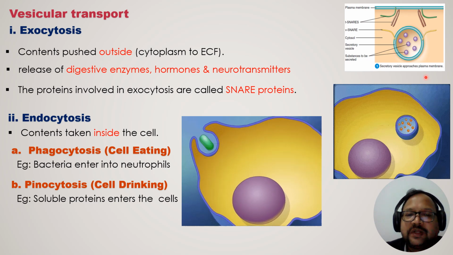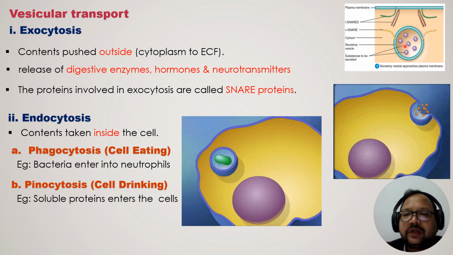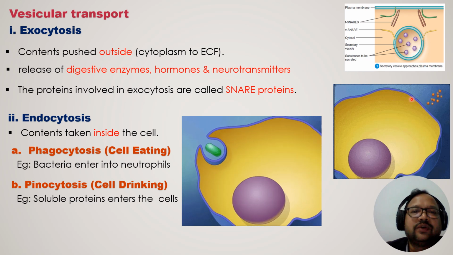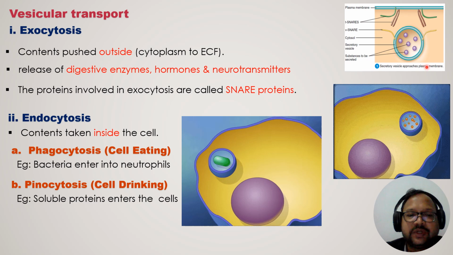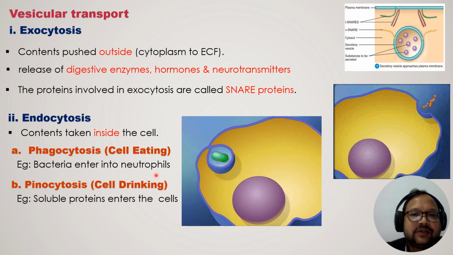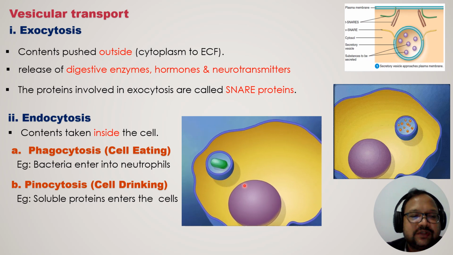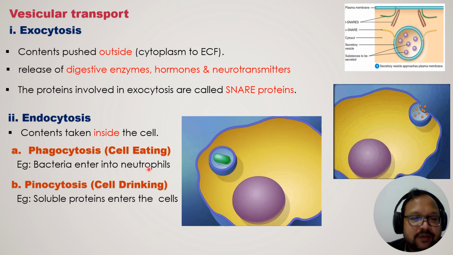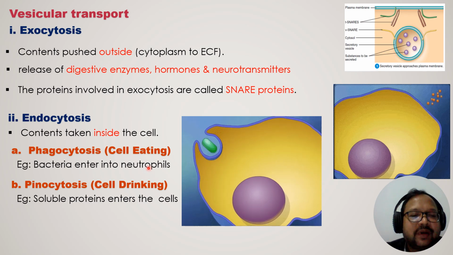Best example, with the neurotransmitter, when it is transported from inside to outside, it is transported with the SNARE protein. Endocytosis: what is endocytosis? Any substance coming from outside to inside we call endocytosis. It can be divided into phagocytosis and pinocytosis. Phagocytosis is also called cell eating. Pinocytosis is also called cell drinking.